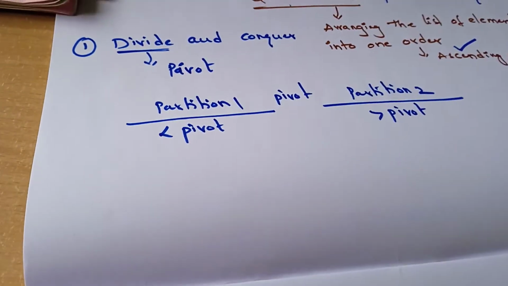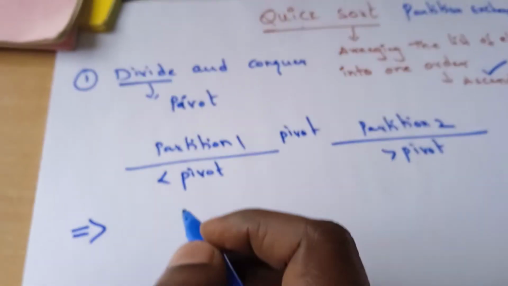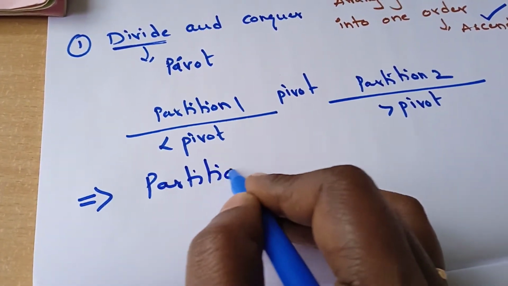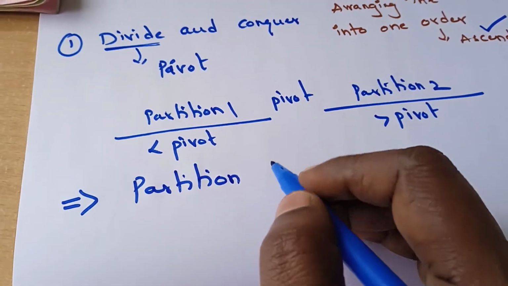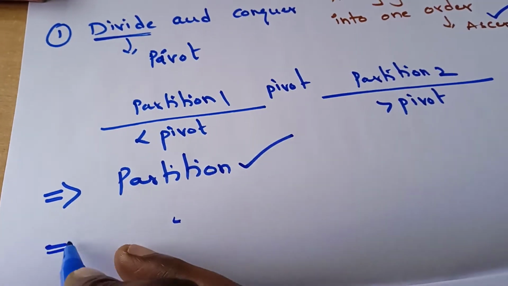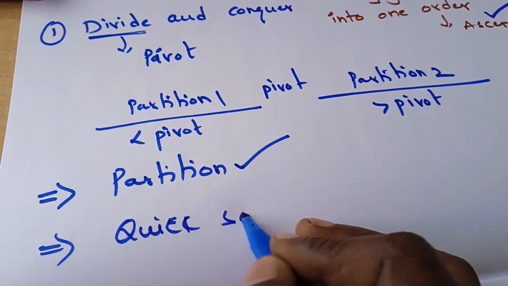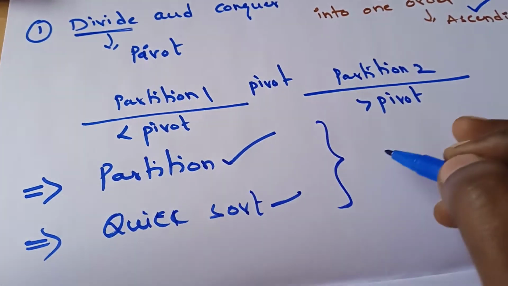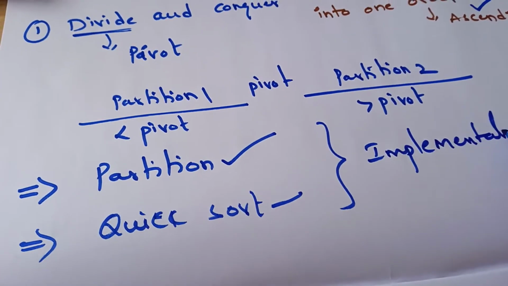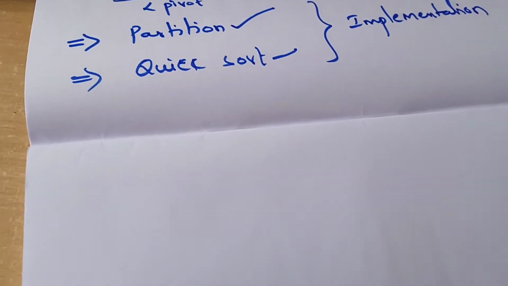Let's see two things. The first is how partition works, what steps take place in partition, and how to implement partition. The second is how to implement quicksort. That is the algorithm part. The implementation part we'll also discuss in this video. Now let's see some example.